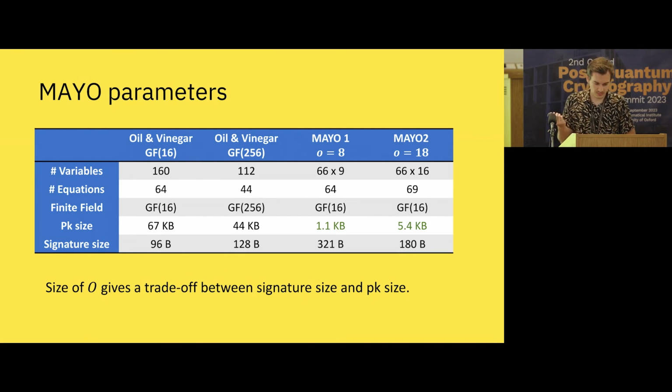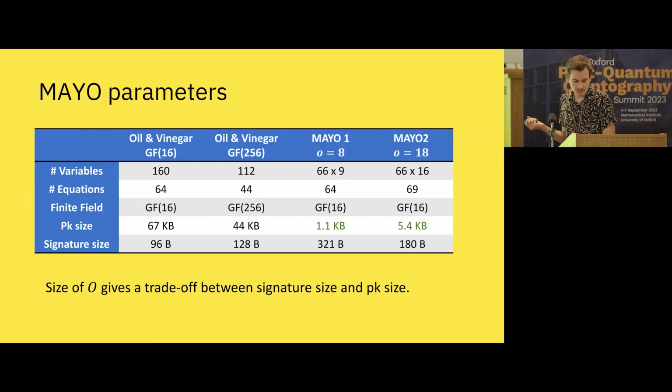Okay, so then parameters. On the left-hand side, we have the oil and vinegar parameters that I talked about. And on the right-hand side, we have 2 parameter sets for NIST security level 1. One is aiming to have very small public keys and signature size. That's MAYO 1. And then the second one, MAYO 2, is focused mostly on getting smaller signatures and still have a somewhat small public key size.